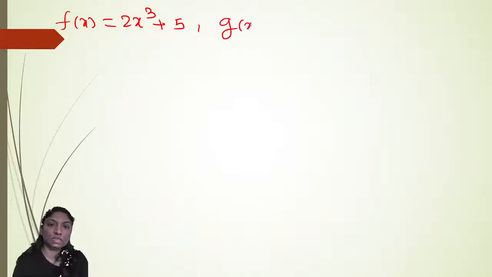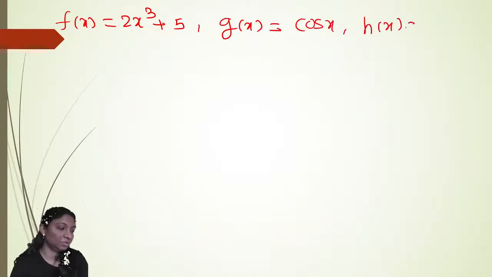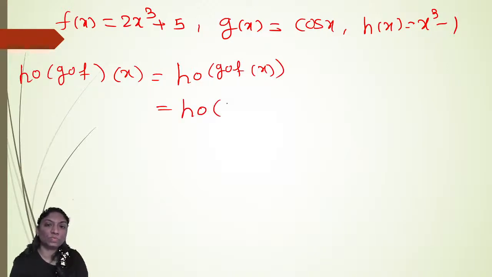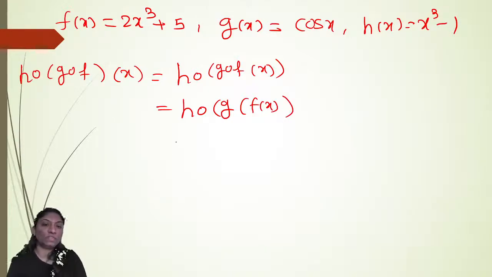g of x is equal to cos x and h of x is equal to x cube minus 1. We want to find h composite g composite f. So we'll operate on x. We'll get h composite g composite f of x, which is equal to h composite g of f of x.